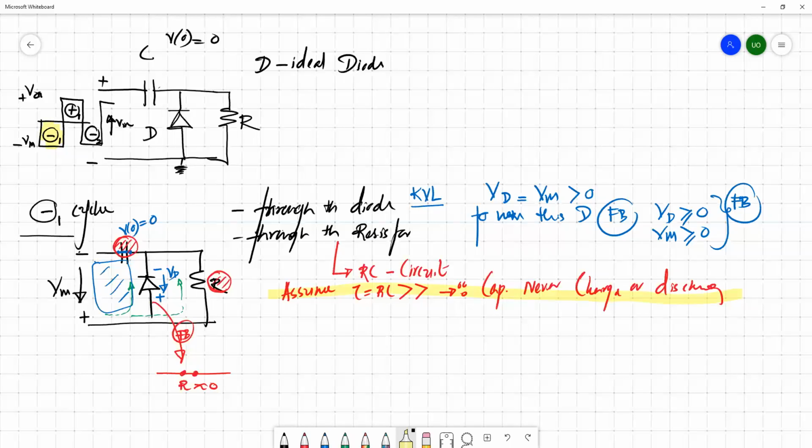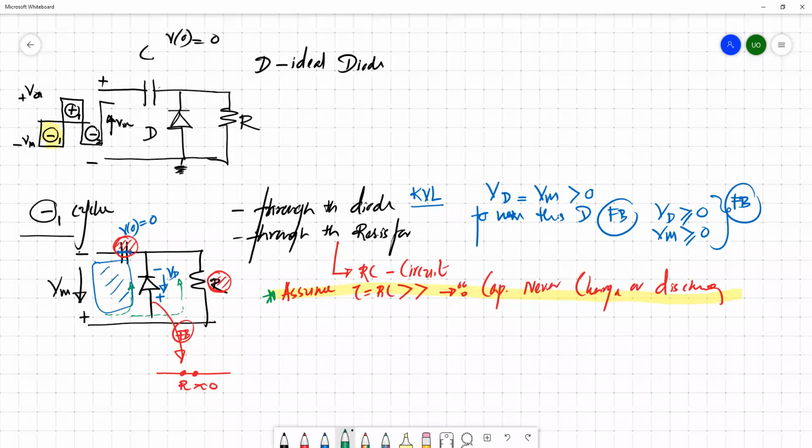Without this assumption, whatever logic we build later on may not be valid. Keep in mind, this should be there as a practical assumption. Otherwise, we cannot build the logic to develop or explain the circuit. This is a must. The time constant of this RC circuit is very high, and hence this capacitor is never charging or discharging.